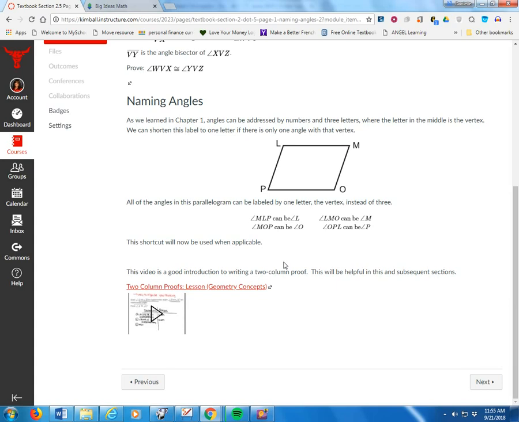Monday in class, we're going to go through and just do some actual proofs together on worksheets to practice it some more. Tuesday then, we'll have a quiz on 2.3 to 2.5. Wednesday, review, and Thursday, chapter test for chapter 2.